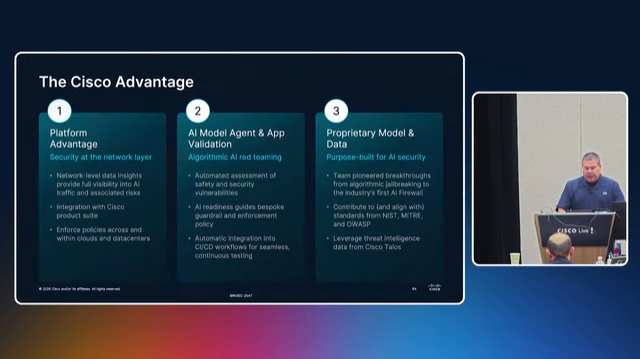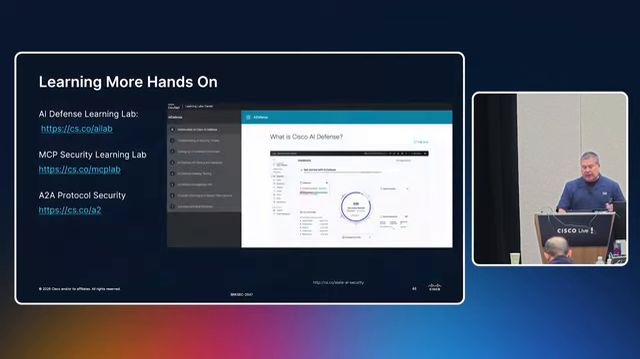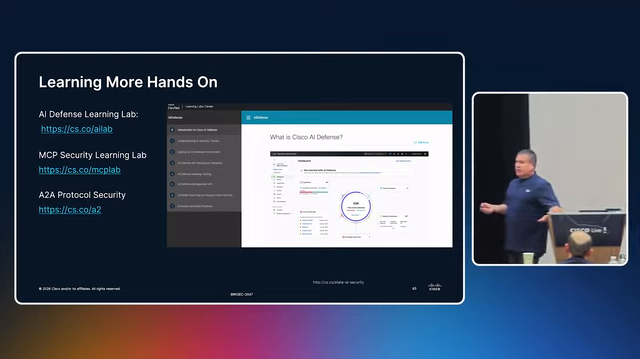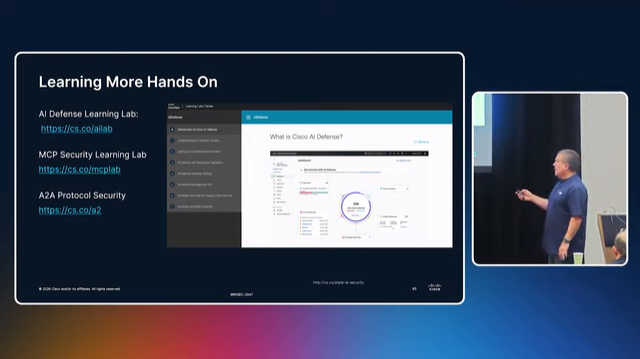So just to summarize, obviously we're building on a platform around agents, apps, and validation, but I did want to really hit on this. To learn more, there's labs out there, but you can take these labs on your own time. If you go to cs.co AI lab, you can start playing around with AI Defense. There's nothing to book. It's pretty similar to the labs that we have out there today. You can do that on your own free time.